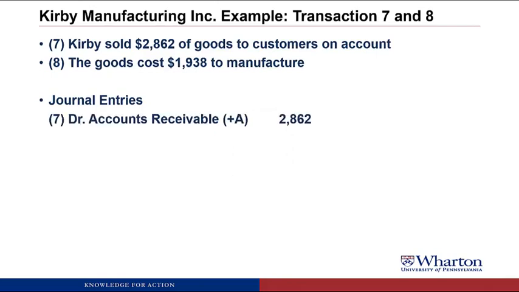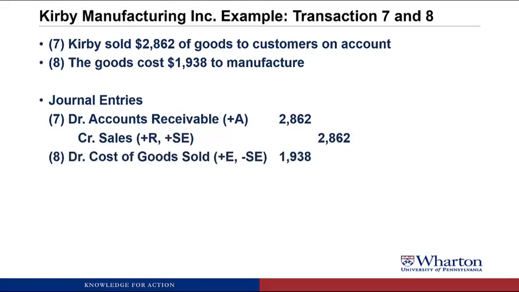The journal entry for the revenue piece is that we're going to debit accounts receivable for $2,862 because the sales were made on account, and this represents the selling price of the goods to the customer, and we get to call this sales revenue. So we credit sales for $2,862. Then we have to account for the cost of the goods that we sold. So we debit cost of goods sold, $1,938, at the cost of producing the goods, and we credit the finished goods inventory account for $1,938, which again is the cost of producing the goods, and hopefully the cost of producing the goods is less than the selling price that we receive from the customer so that we can book a profit.